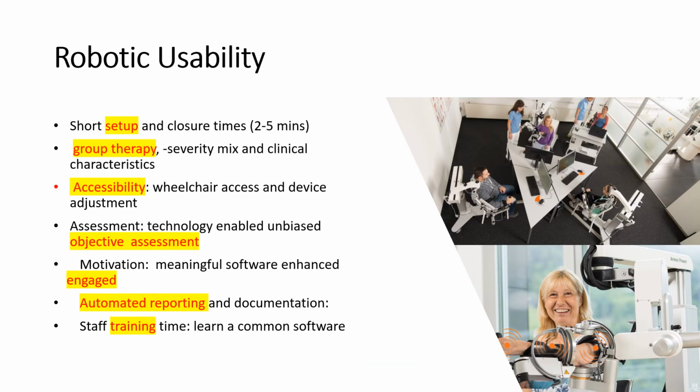So for a robot to be usable, what's the usability? The important things as far as therapy is concerned: the setup time must be short. It must be easy to set up. There's an opportunity for group therapy, so it allows for a mix of patients. It should be easily accessible to the patient. There must be objective assessment available on the system, and it must provide enough motivation through virtual reality and gamification to enhance the engagement of the individual. It must provide automated reporting that can be used for evaluation and trend improvement, and it must provide easy training for staff.